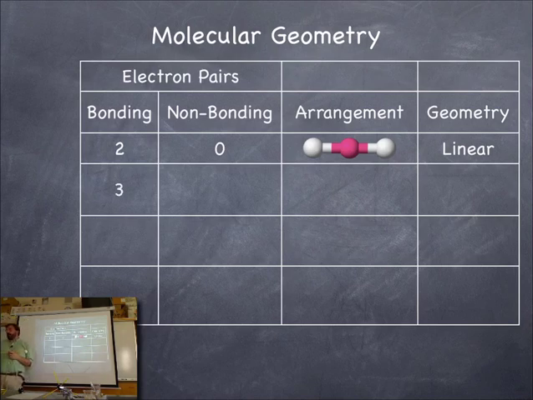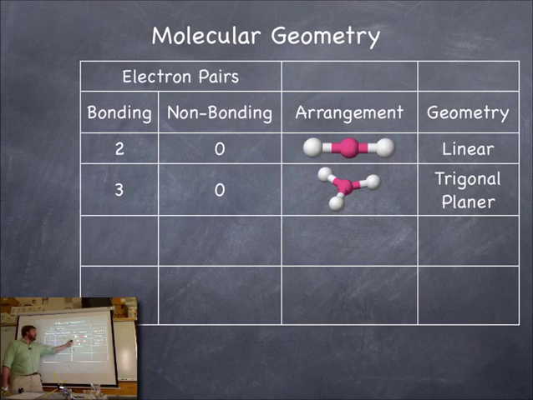Okay? Now, we can get a little more complex. We can go up to 3, right? So I can have 3 pairs of electrons. So we go back to our 3 pairs of electrons, and I'm going to have 3 bonding pairs and no lone pairs. Okay? So here's my 3 bonding pairs and no lone pairs. And that's the same as it was before. This is my trigonal planar geometry. 3 bonding pairs, no lone pairs.